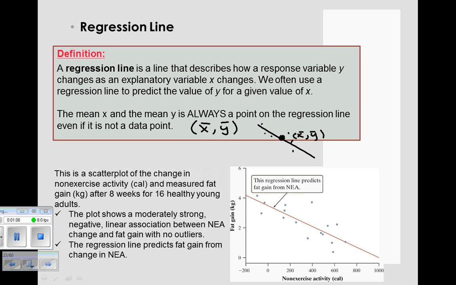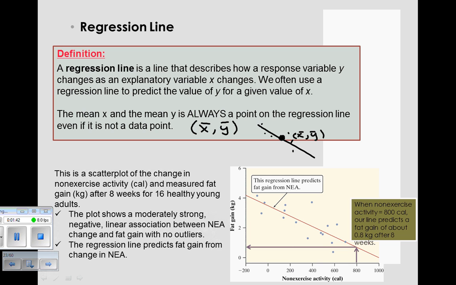This is a scatter plot of the change in non-exercise activity and measured fat gain after 8 weeks for 16 healthy young adults. The plot shows a moderately strong negative linear association between the non-exercise activity change and fat gain with really no outliers. The regression line predicts fat gain from change in NEA. So this line is a predictor model. It does not mean it was the actual thing that happened. It's just what we would predict from what we see.